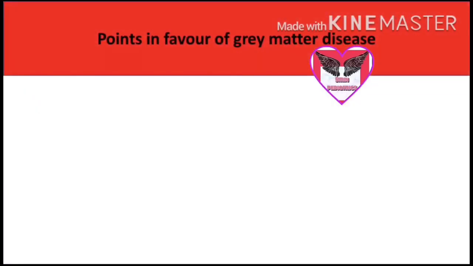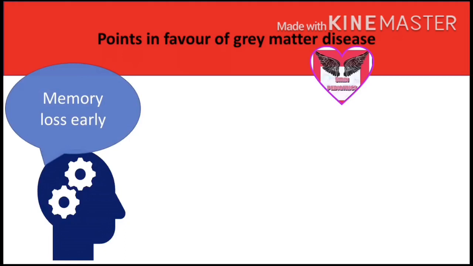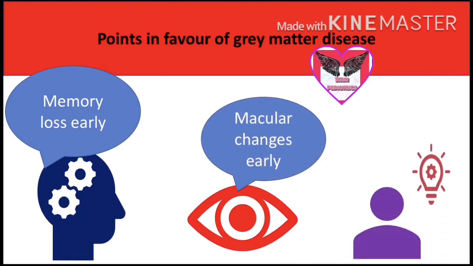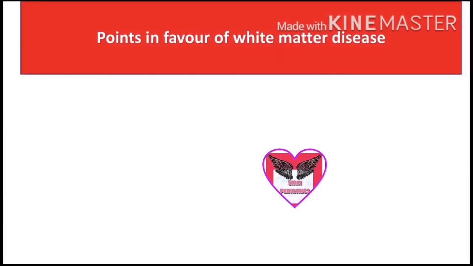So points in favor of grey matter, we have MMC as a mnemonic. M is for memory loss early, the other M is macular changes early, and C is for convulsion early. So in grey matter disease, memory loss, macular change, and convulsion are predominant and occur early, while in white matter disease all these features occur late.